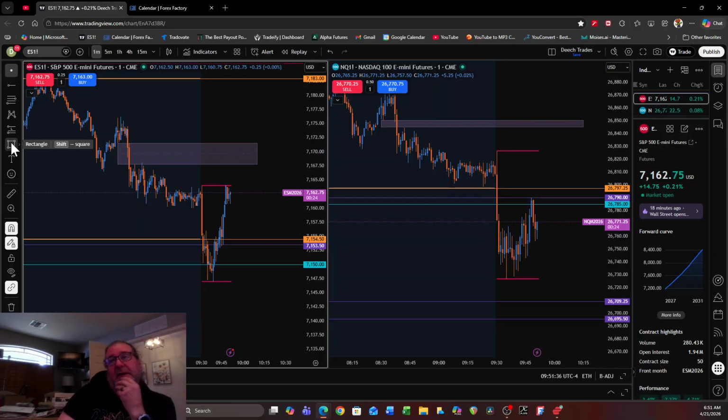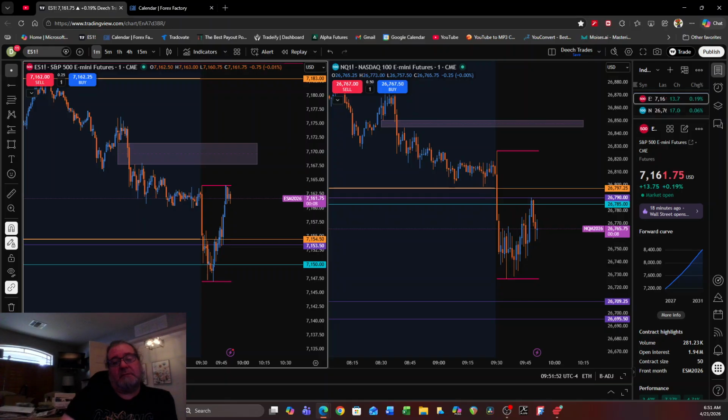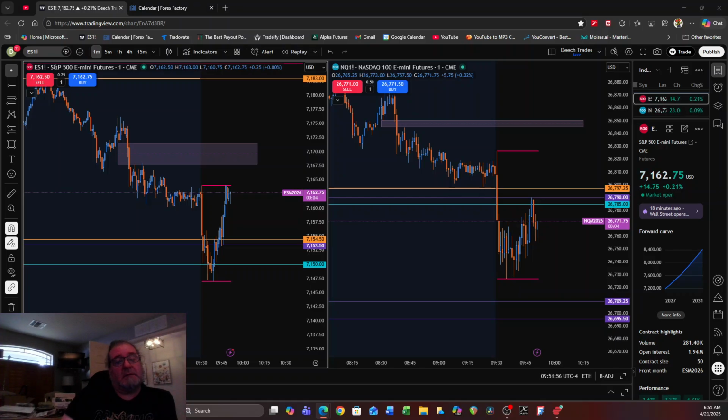Testing the gap again. If we can break above here, then we might be headed up. It might be worth another long here. So I'm going to look at taking another long on the S&P. I don't think the NASDAQ is quite ready. I just don't know. We're testing that value gap.